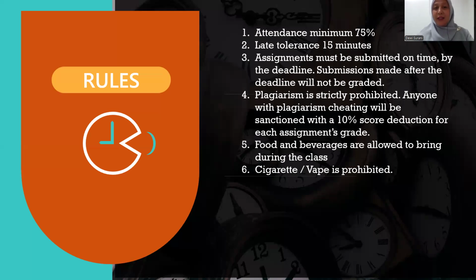Okay, in addition, we also have some class rules to ensure fairness and discipline. You may arrive up to 30 minutes late, but arriving beyond that will be counted as an absence, okay? And all assignments must be submitted on time because late submissions will not be granted under any circumstances.